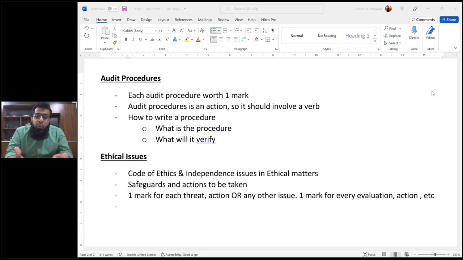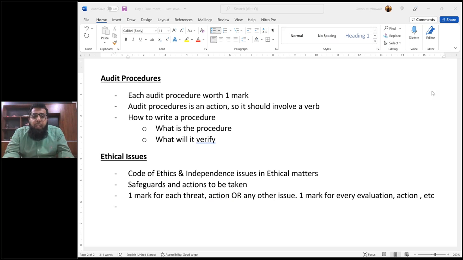So the approach should be that at the start you will identify the threat, one mark, and then you will write multiple evaluation points. One mark for the threat or issue when you identified, and then multiple evaluation points. Then you will write a few actions.